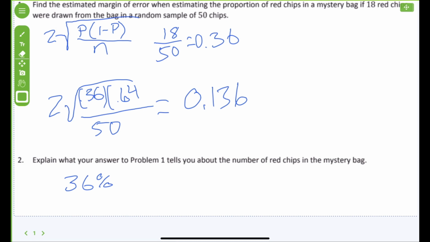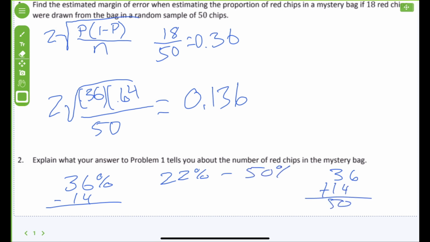It's the same thing with margin of error. So what you're going to do here is you're going to say 36 minus 14, and that's going to be 22%. And then you're going to do 36 plus 14, and that's 50%. So the probability of red chips in that bag would be somewhere between 22% and 50%. Okay? That's what that's telling us.